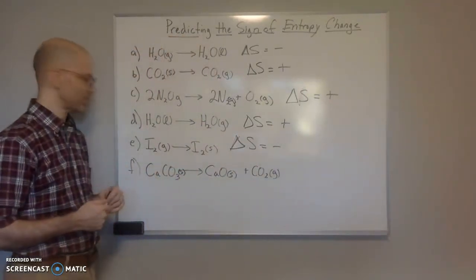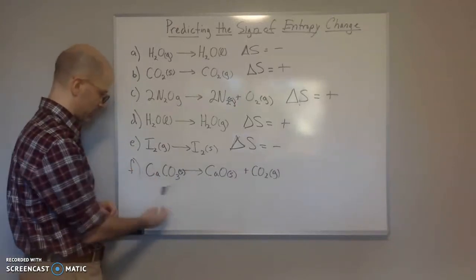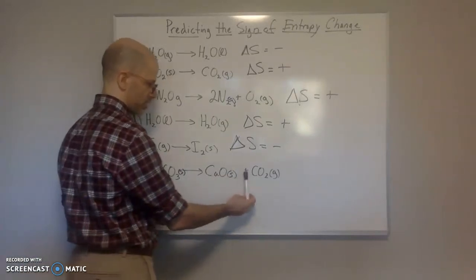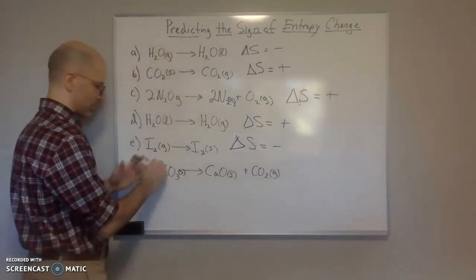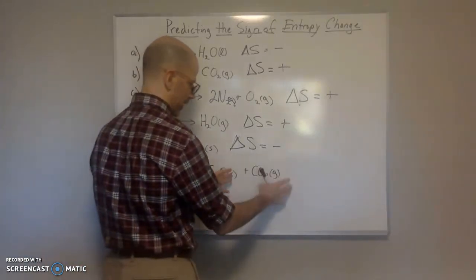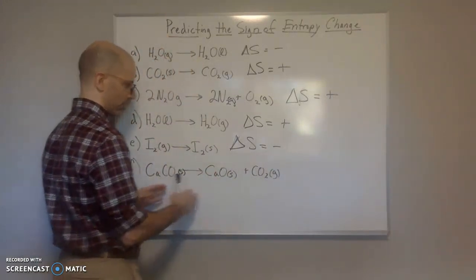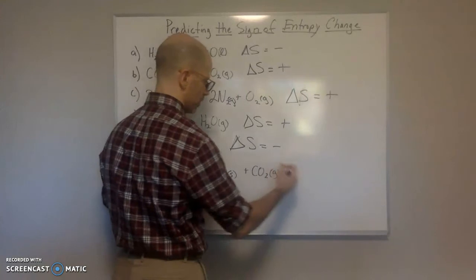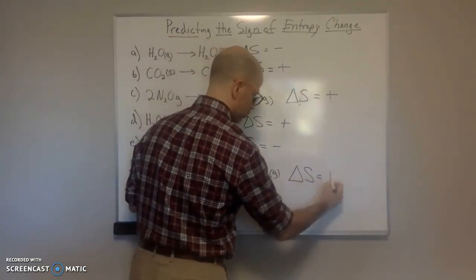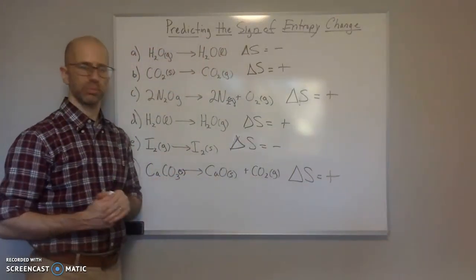So the entropy decreases. And here you're going from a solid to a solid plus a gas. So you're going from just a solid, with all this structure, to a gas, and so you get more disorder. You're going from highly ordered to more disorder. So this is going to be a delta S that is positive. That's going to be an increase of entropy.